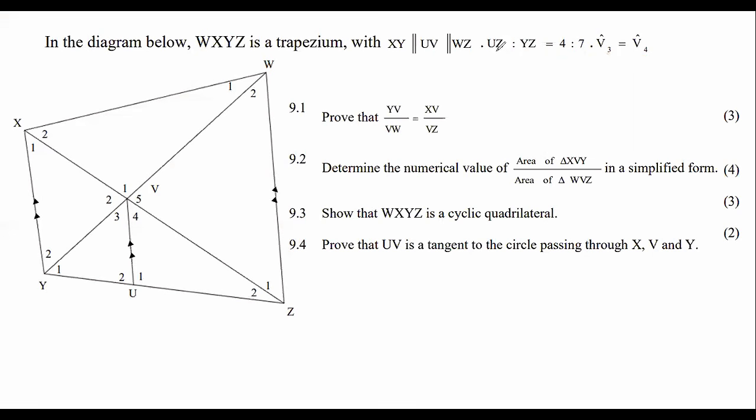Now, guys, remember that they're not saying 4 centimeters and 7 centimeters. They are using a ratio. So because of that, you are going to put a 4x over here or a 4y, whatever you want. And then they're telling us that YZ is 7. So this length over here is 7.